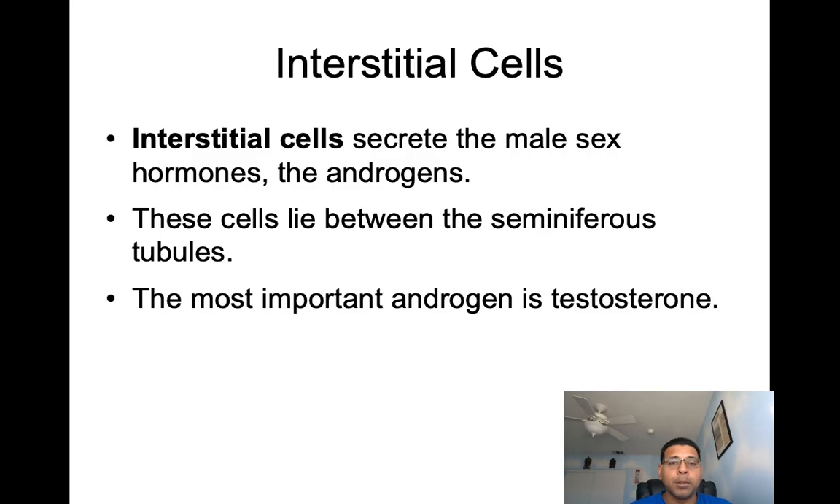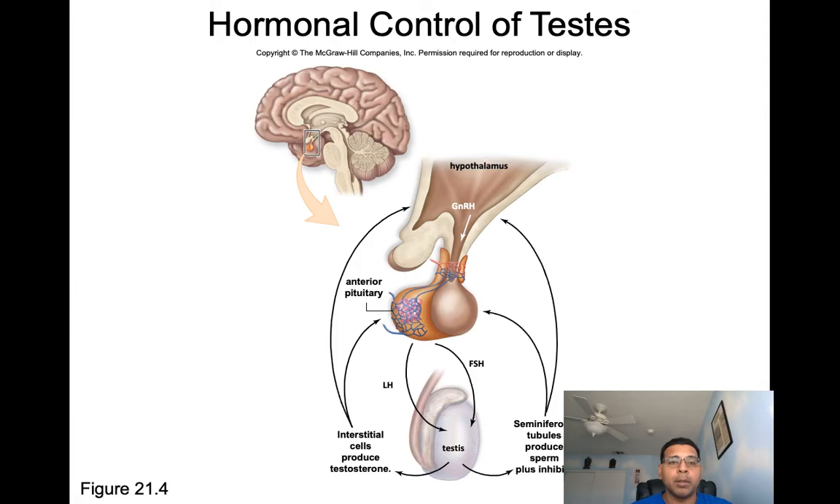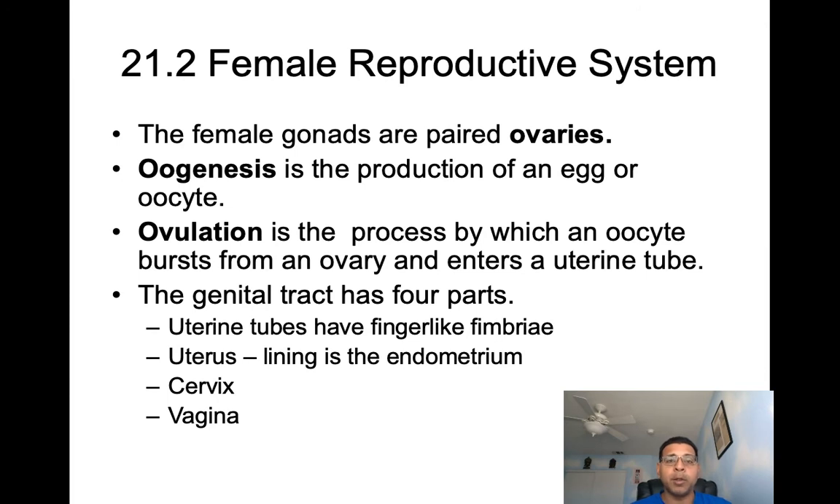Next, then let's move over to the female reproductive system. Let's talk female reproductive system. Now, when we talk about the female reproductive system, we can see here first the female gonads, they're going to be the paired ovaries. In the male, we had the paired testes. Oogenesis here is going to be the production of an egg or an oocyte. In the males, we saw spermatogenesis.